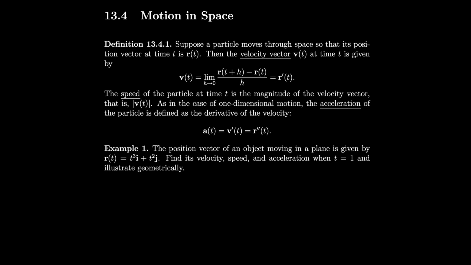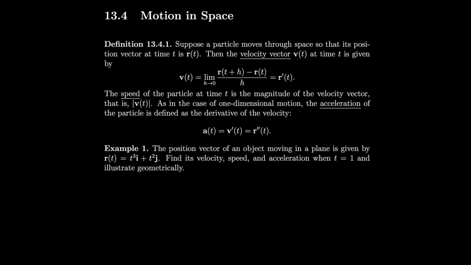The speed of the particle at time t is the magnitude of the velocity vector, that is, the length of v of t. As in the case of one-dimensional motion, the acceleration of the particle is defined as the derivative of velocity, which is in turn the second derivative of position.